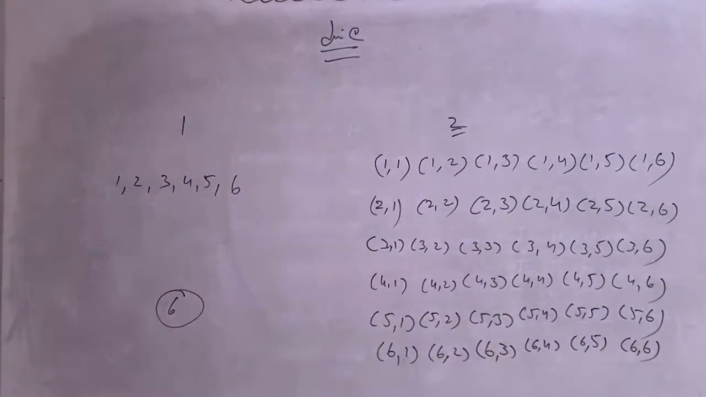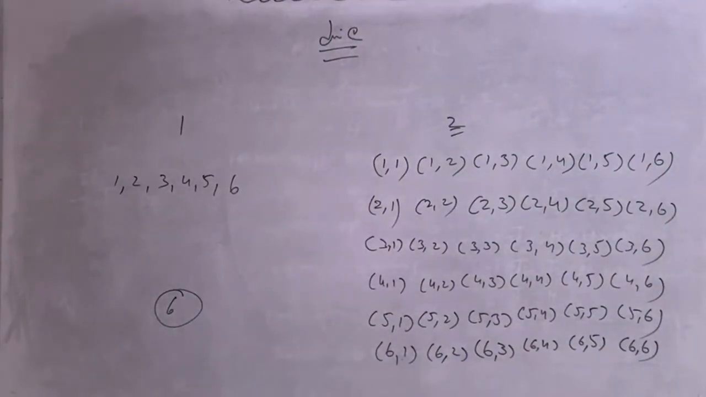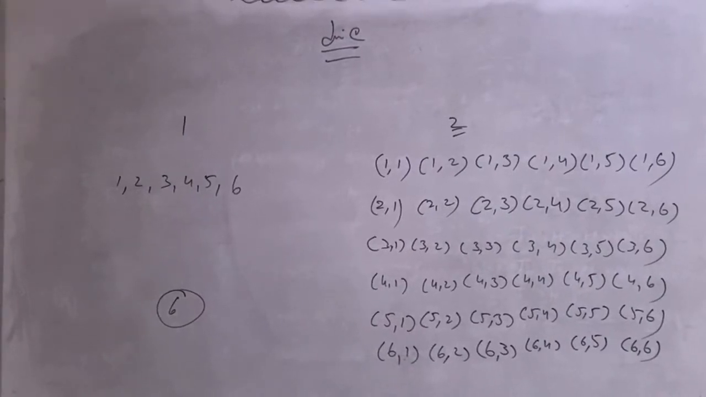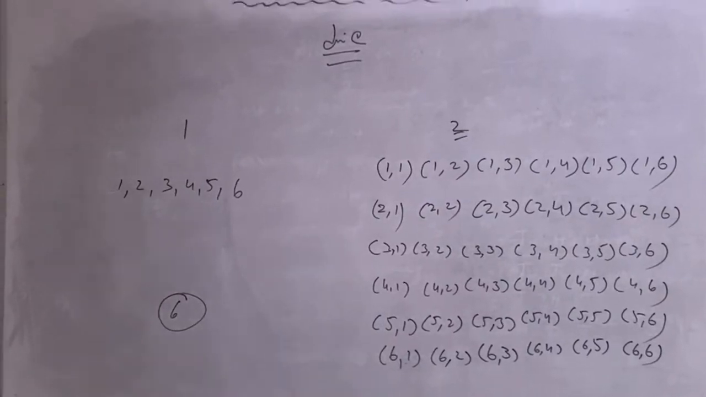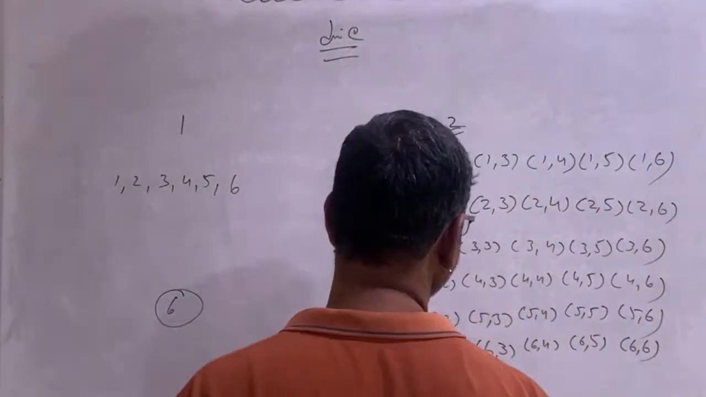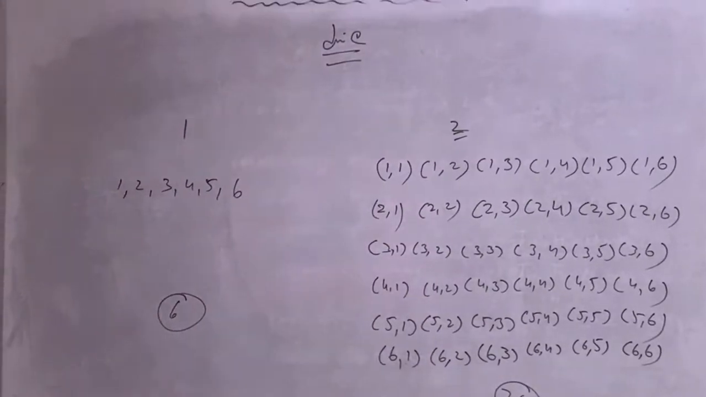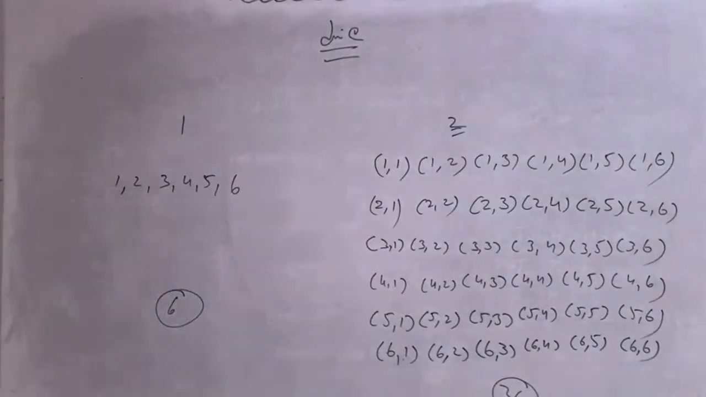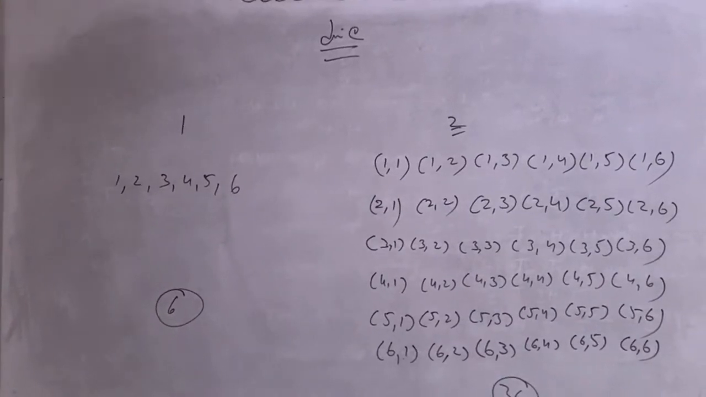Total how many are there? 36. So 36 possible outcomes will be there when 2 dice are rolled at a time. When 1 die is rolled, only 6 possible outcomes. When 2 dice are rolled, we get 36 possible outcomes. Okay, na?